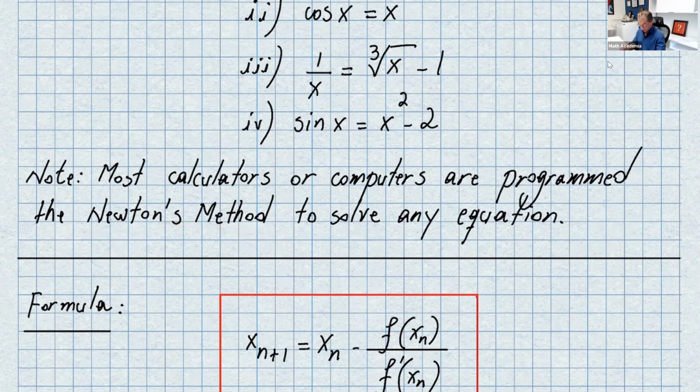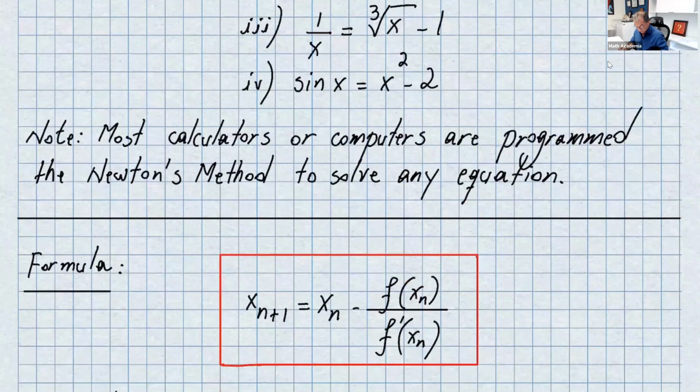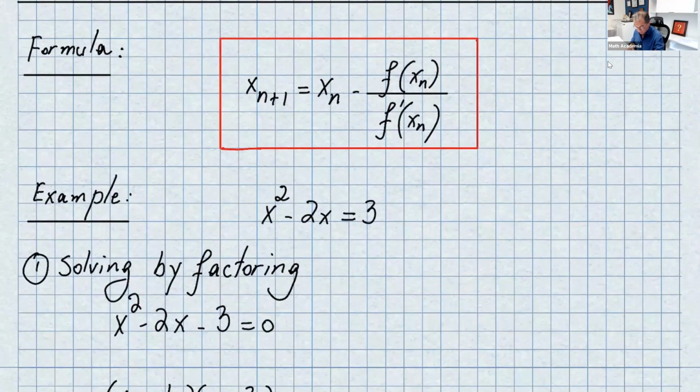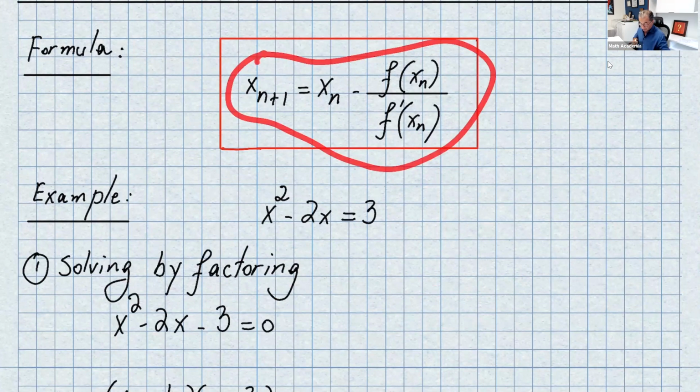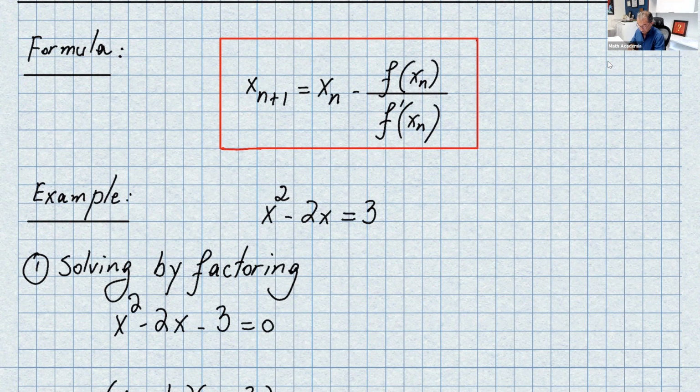Sometimes there are some problems with Newton's method, which we are going to go over. But let's see how that works. Now, the first thing I want to introduce to you is the formula. Newton's method works with iterations, and your goal is to find x, x being the solution of an equation. So x sub n plus 1 is x sub n minus f of x sub n divided by f prime of x sub n.